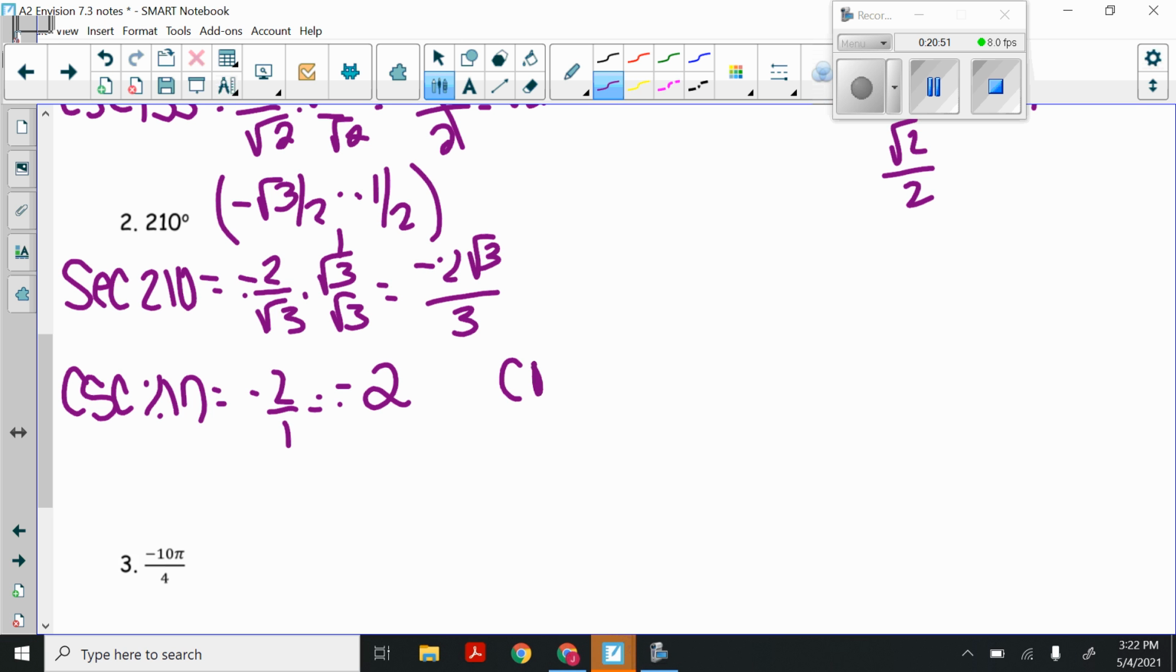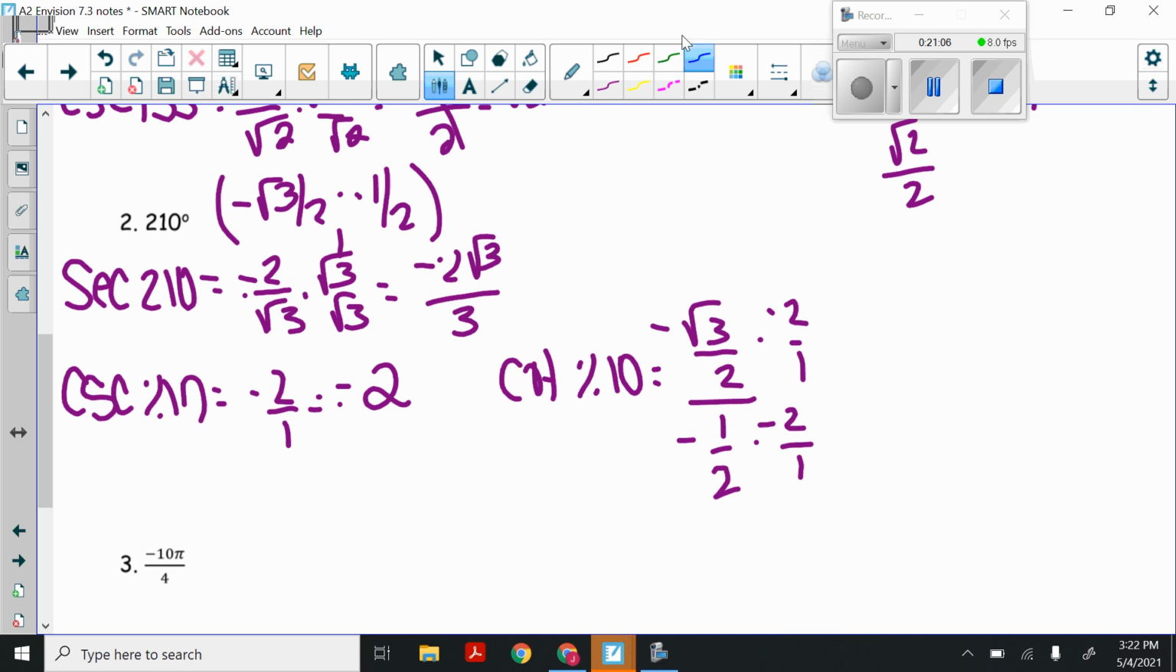The cotangent at 210 is going to be cosine over sine, so negative square root of 3 over 2, over negative 1 half. Flip and multiply on the bottom. So then my 2's cancel, my negatives become positive, and I'm just left with the square root of 3.